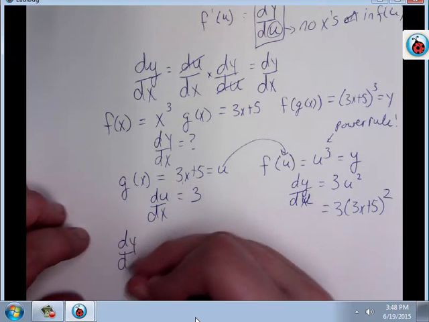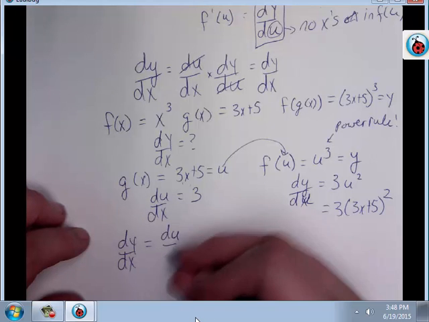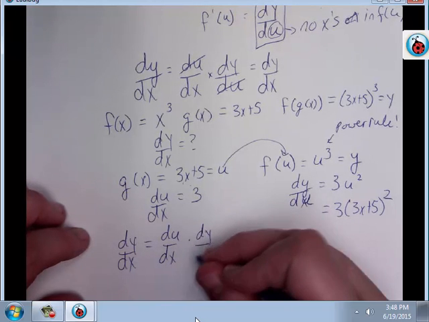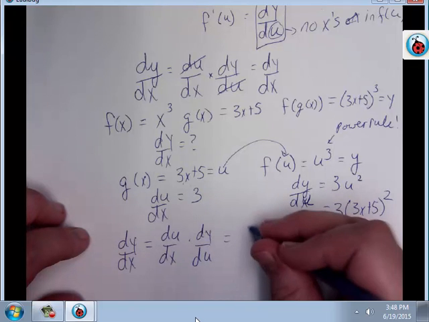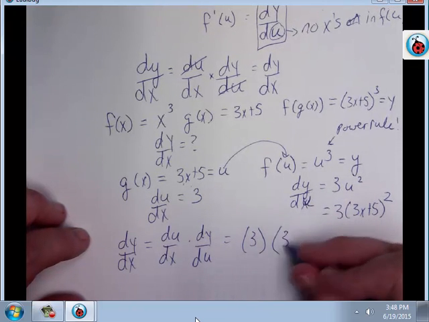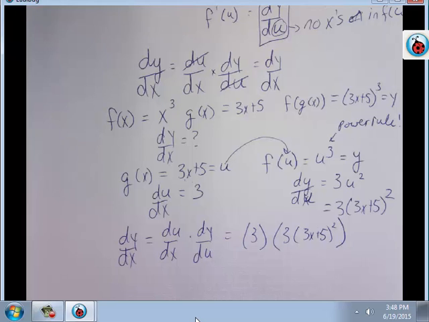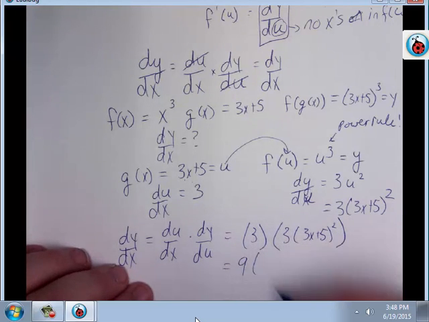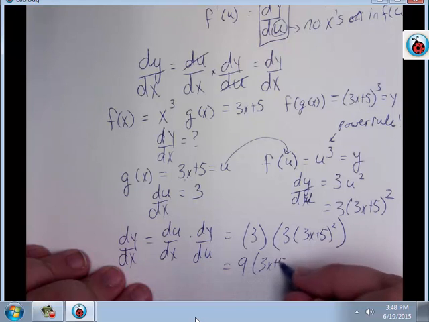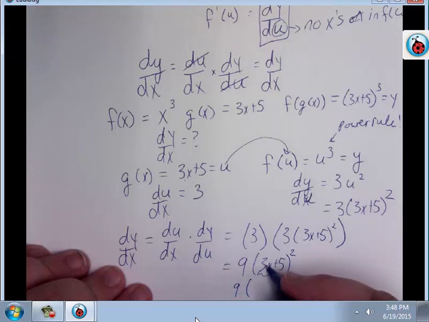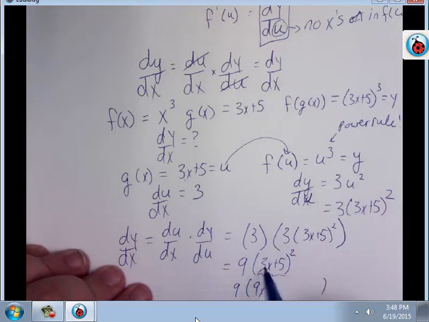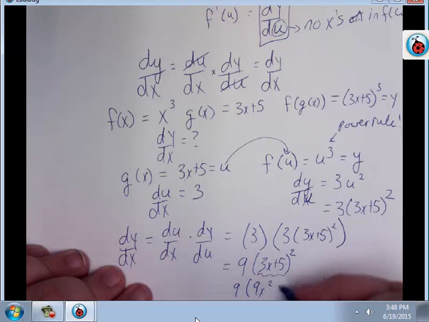dy dx, remember, is du over dx times dy over du, which is 3 times (3x plus 5) squared. So it's 9 times (3x plus 5) squared. And that becomes, let's see, 3x times 3x is going to be 9x squared. 3x times 5 is 15x, times 2 is plus 30x. And 5 times 5 is 25.